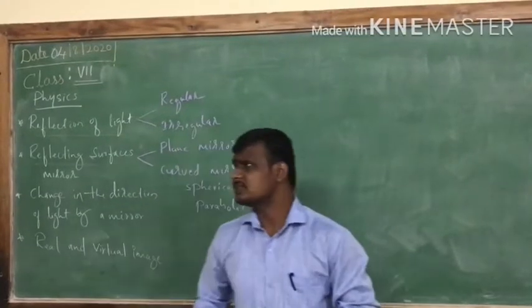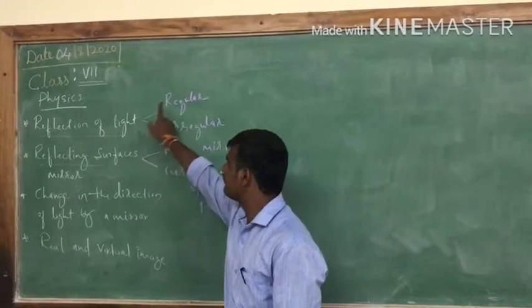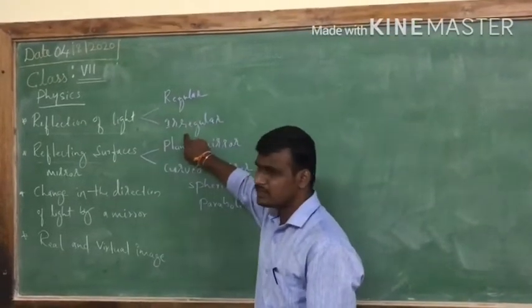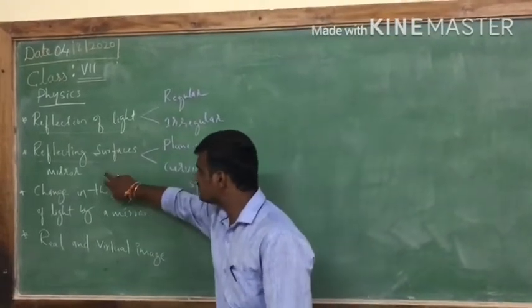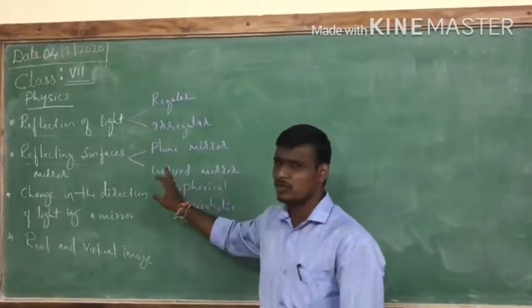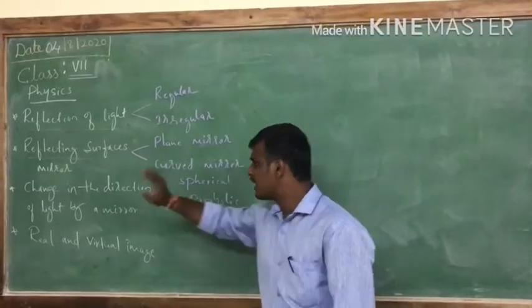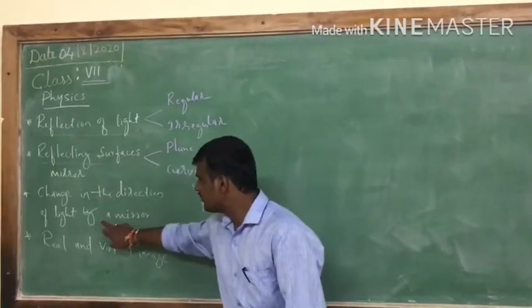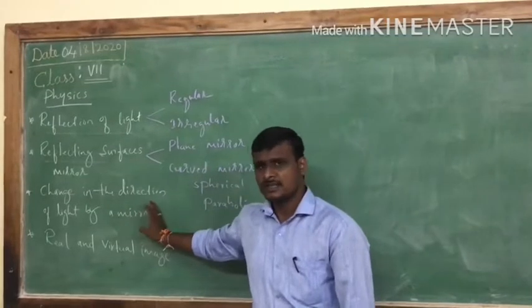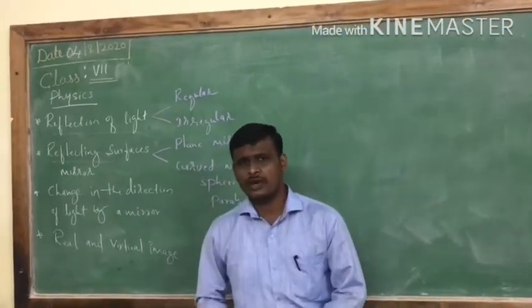So in this class we have discussed the reflection of light: regular and irregular reflection, reflecting surfaces or mirrors, plane mirror and curved mirror. Curved mirrors are also called spherical as well as parabolic mirrors. We also discussed change in the direction of light by a mirror, and real and virtual images.